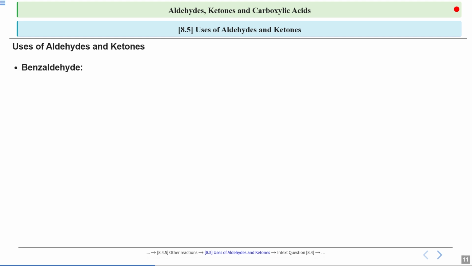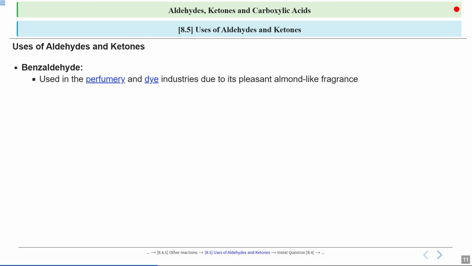Next, we will see about benzaldehyde. Now, benzaldehyde, its almond-like fragrance makes it a popular choice in the perfumery industry. Because of this good fragrance which it has, it is used to create pleasant scents, and additionally, it is utilized in the dye industry.